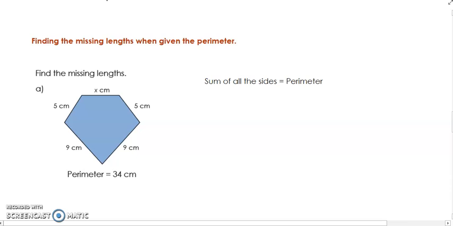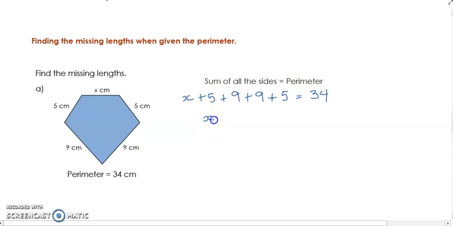So let us start by saying, what is the sum of all the sides? We have x, plus 5, then 9, then another 9, and then another 5. If we add all of those up, including the x, we know we're going to get the perimeter of 34. So x plus 5 plus 9 plus 9 plus 5 is equal to 34.